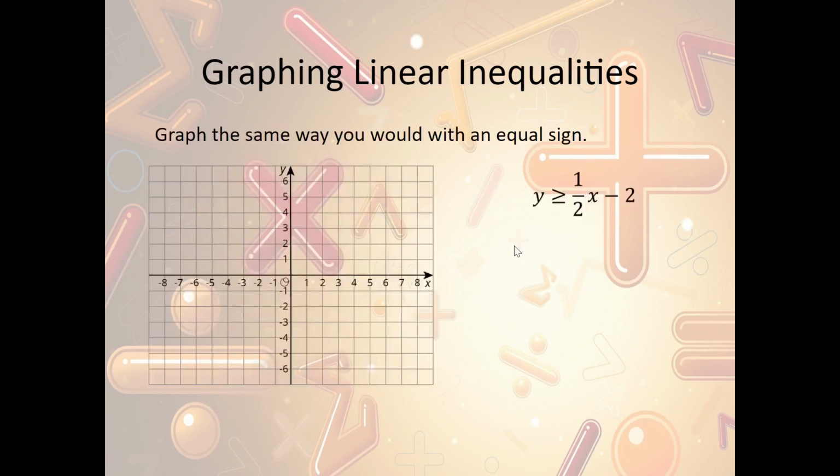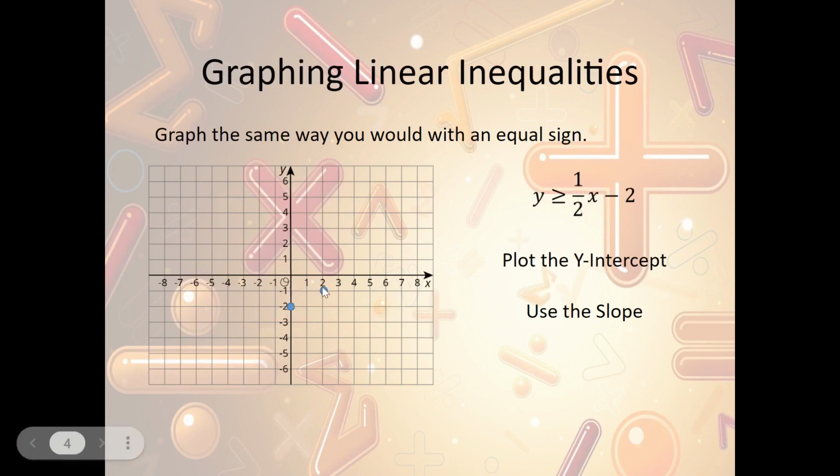Well, with inequalities, we're going to graph them the same way. So just like we did before, we're going to plot the y-intercept, which in this case is -2, so I go down 2 and plot that point. Then I use the slope to plot the second point. Well, this is change in y, so we're going up 1 to the right 2. So we go up 1 to the right 2, plot my point, connect the dots, and now I have my line.